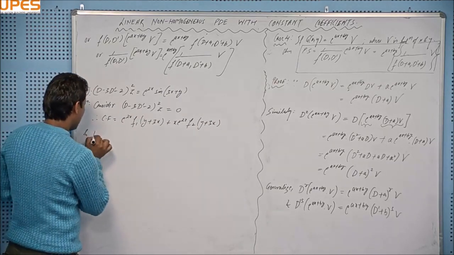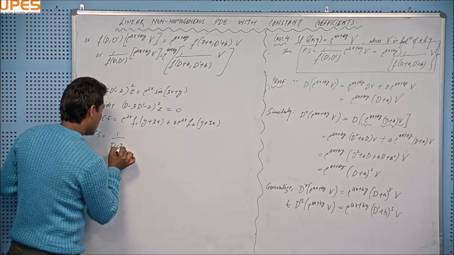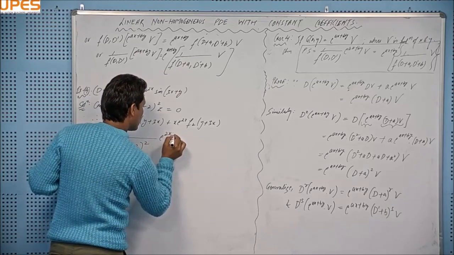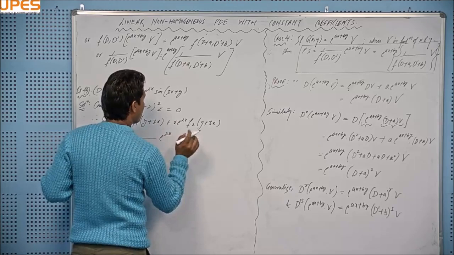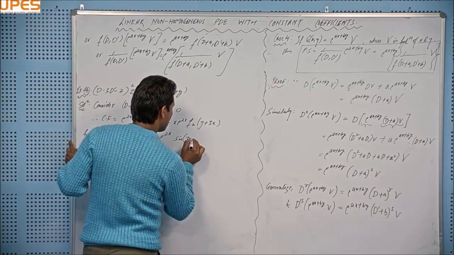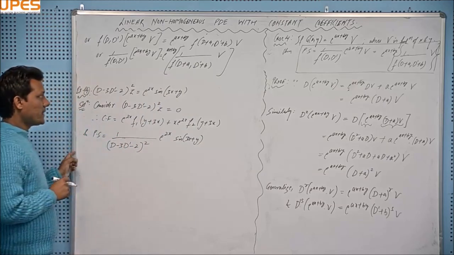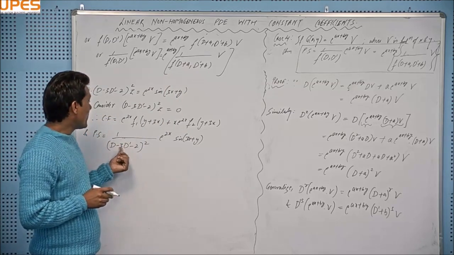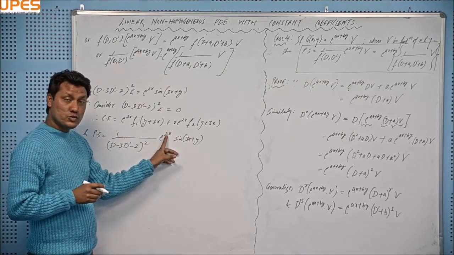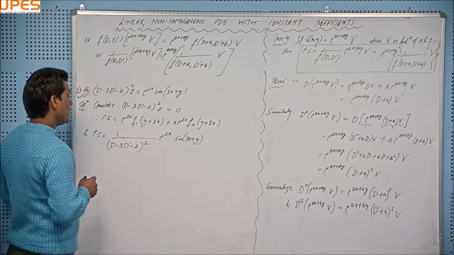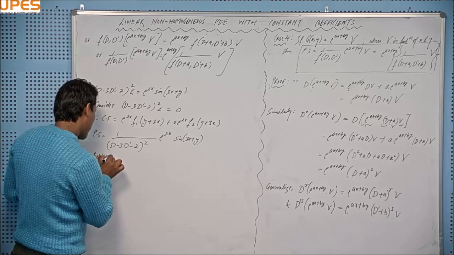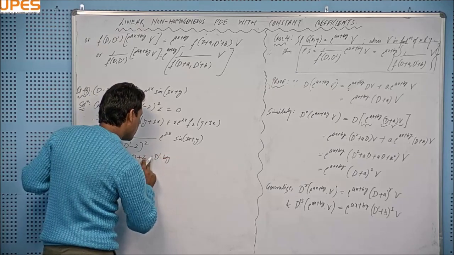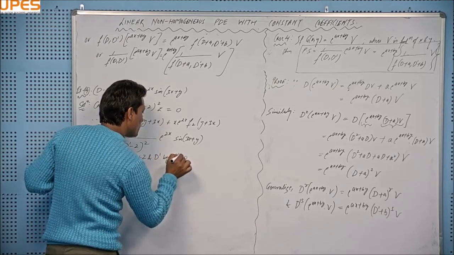I'm going to the particular solution. PI is equal to 1 upon (D - 3D' - 2) whole square. And here I have e to the power 2x plus 0y, exponential function e^(ax + by), b is absent, times sin(3x + y). And since this is the same, D should be replaced by D + 2, and D' should be replaced by D' + 0, because b is equal to 0.